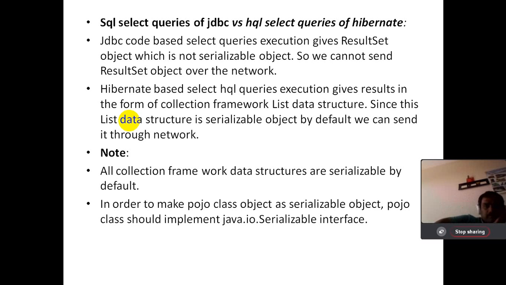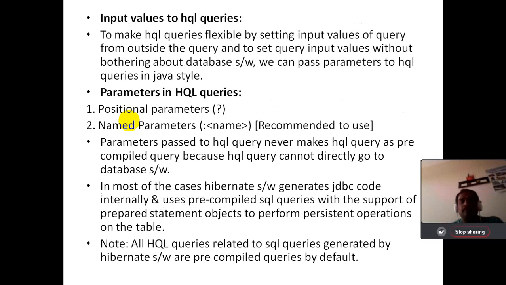And we have seen that in JDBC the result set object wasn't serialized, but in HQL we get a list and that is serialized, so we can send it over the frameworks or networks. Input to HQL queries can be given in two forms. One was named parameters, the other was positional parameters. Again, named parameters are recommended. We have seen the reasons. In short, the named parameters gave us some extra methods compared to the positional parameters.